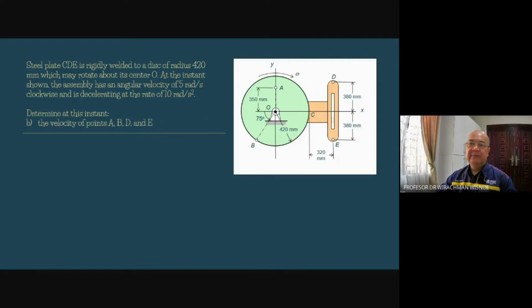The velocity of points A, B, D, E. In this case, you are going to solve one by one. So let's take point A. Point A is this one. It is 350 millimeters from O. When the disk is rotating, there will be a tangential velocity at A. The tangential velocity at A will be directed to the right.